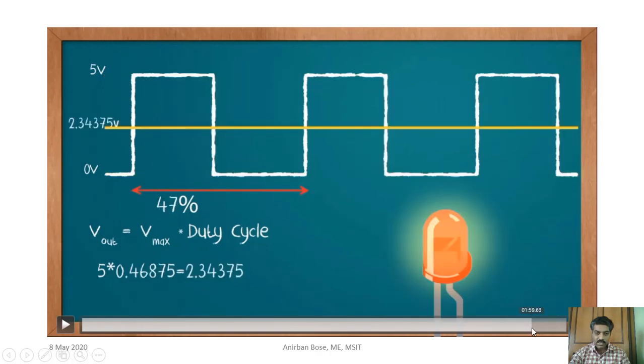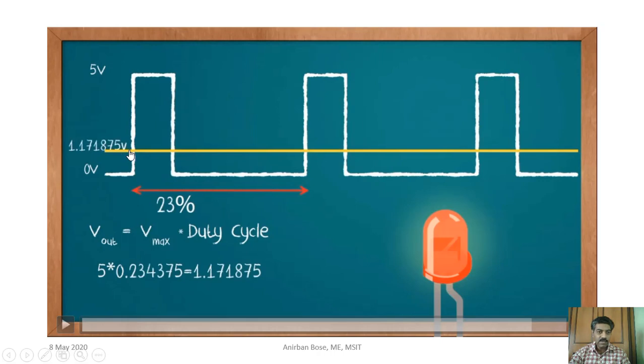As you decrease the duty cycle, you see that only 23% of the time is given 5 volt, and for most of the time in a single time period 0 volt is supplied. And that is why if you multiply the total value, that means 5 minus 0, that is 5 volt, by the duty cycle, then you will get the actual voltage that is given to that pin.